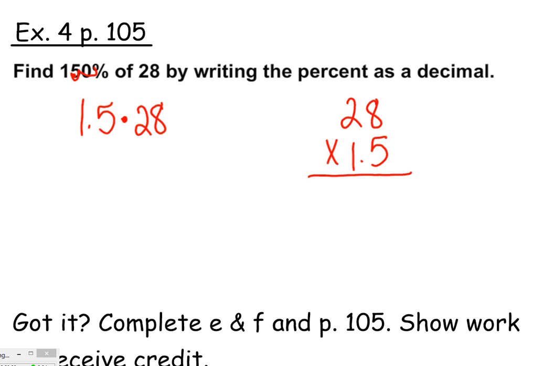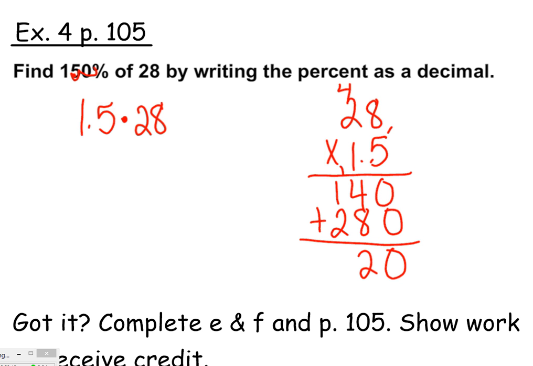Okay, let's start in our ones column. That makes 40 and 14. Hold your 0. 1 times 8 is 8, and that's 2. Add up your digits and move the decimal 1 place to the left, and I get 42.